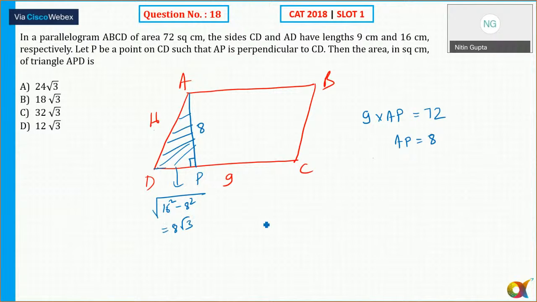So what is the area of this triangle? That is half into base 8 into 8 root 3. So that is equal to 32 root 3, which is option number C. Is that clear to all of you? So this was also an easy, straightforward question.